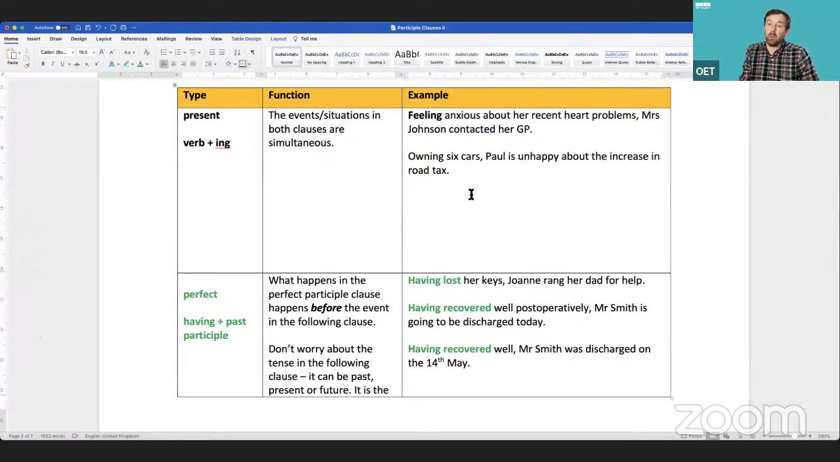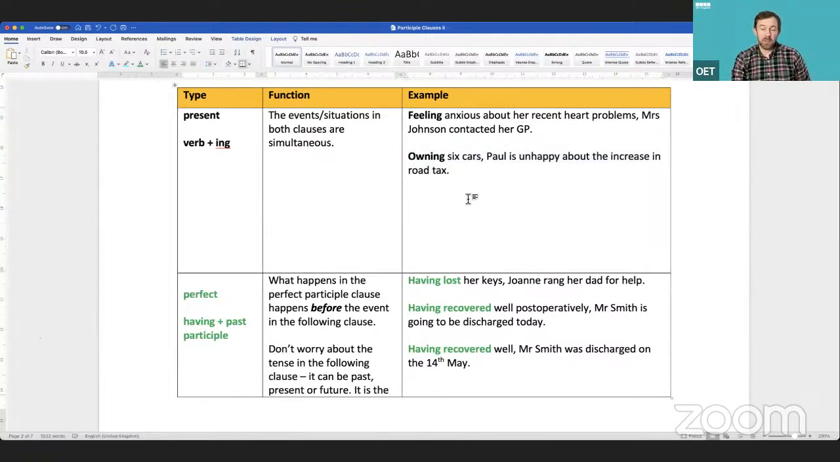Now we know why, don't we? Yes. Because I've got 6 cars, so I'm going to be hit with tax for all of them. Oh no. So you could say because he owns 6 cars, Paul is unhappy. But that's not what I'm trying to say. What I'm trying to say is this is the situation. Now in this one, it's all in the present, isn't it?